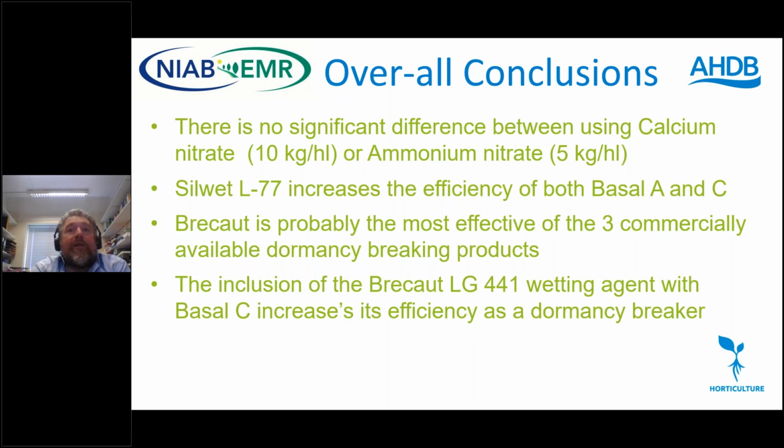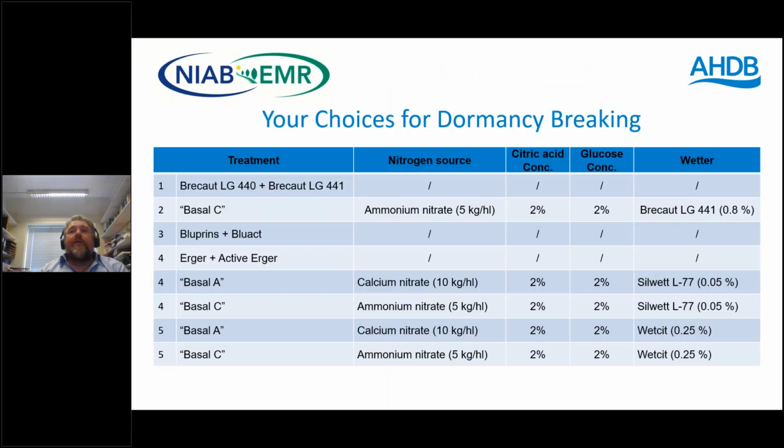And the addition of the Breakout LG441 wetting agent with Basal C massively increased its efficiency as a dormancy breaker for blackcurrant. Just to try and simplify this for everybody, I've put a table together that's listing the dormancy breakers and a very rough ranking of where they've come in these trials.